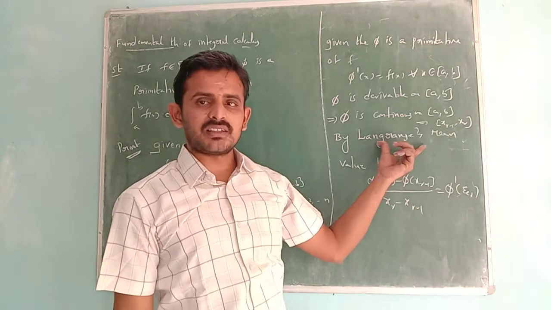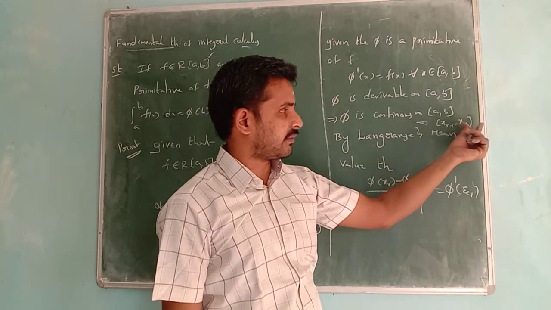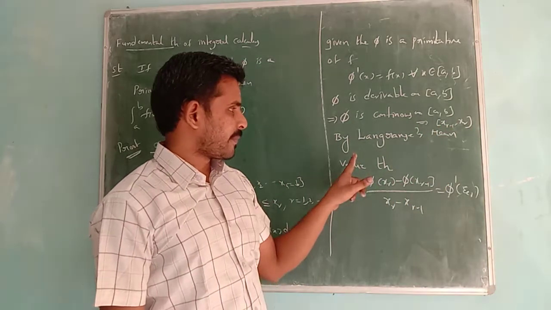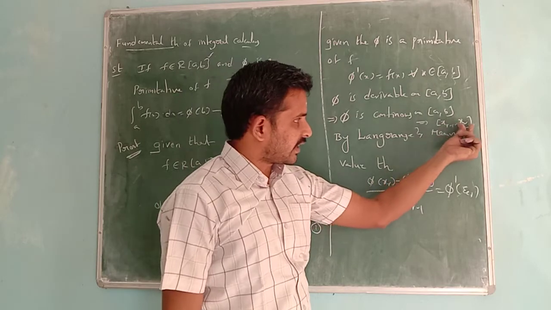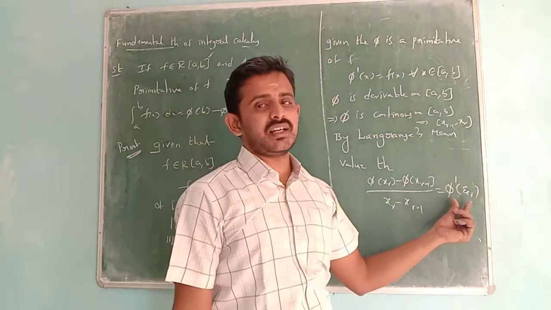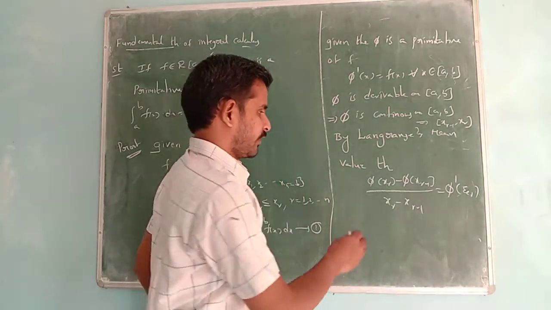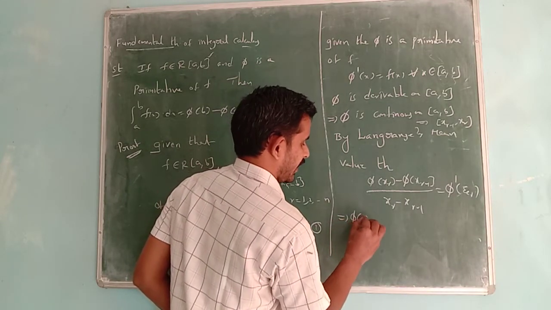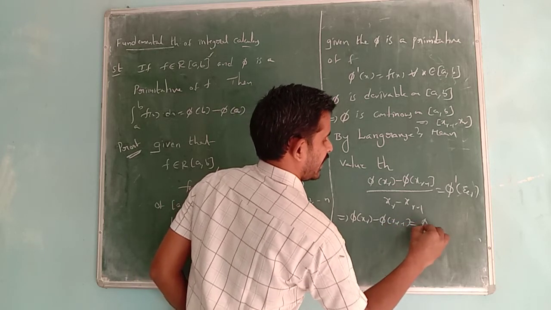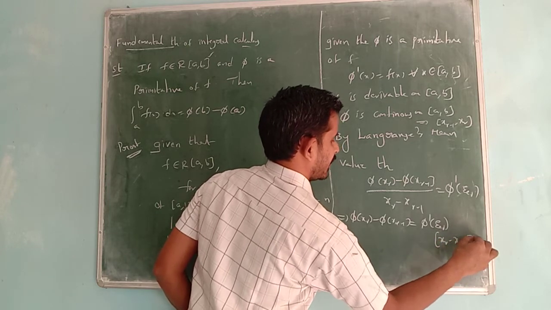Lagrange's mean value theorem says that if phi is derivable on the closed interval [x_{r-1}, x_r] and continuous on the closed interval [x_{r-1}, x_r], then (phi(x_r) - phi(x_{r-1}))/(x_r - x_{r-1}) equals phi dash of xi_r. This is Lagrange's mean value theorem. So from this we can write phi(x_r) - phi(x_{r-1}) equals phi dash of xi_r into (x_r - x_{r-1}).